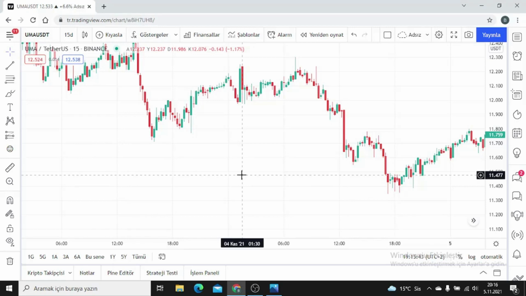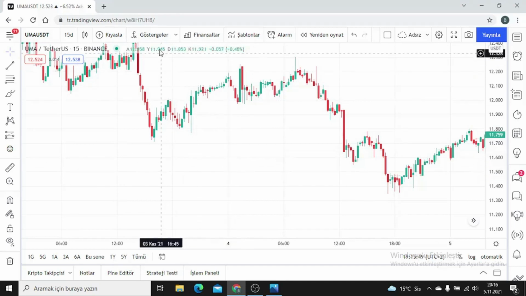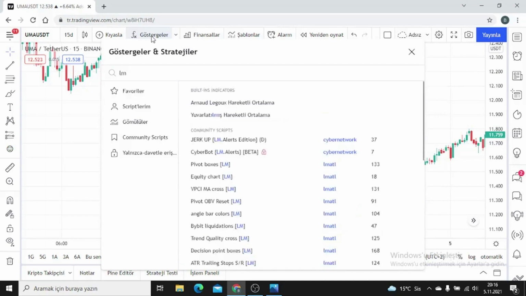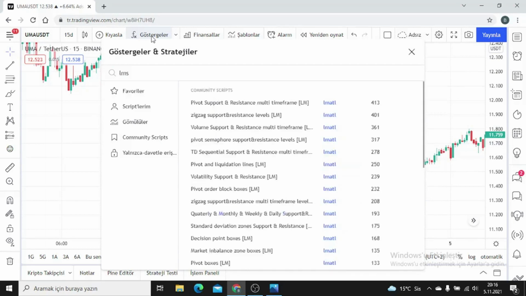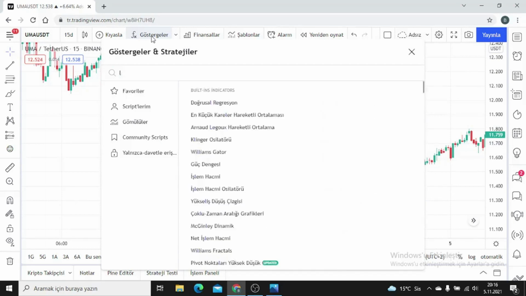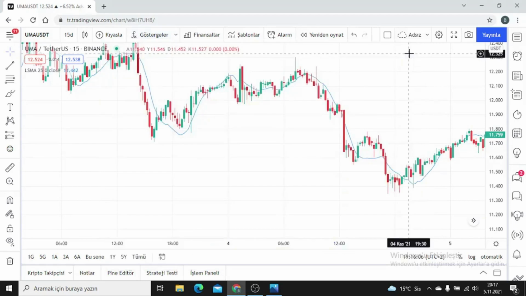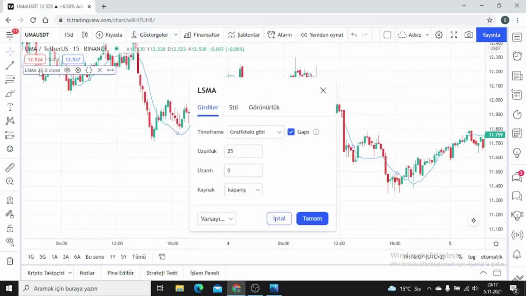First of all, we take our smallest moving average, which we call LSMA, from the indicators section. We are changing the input settings for this. We are paying attention to this, guys, when we change the input settings. We set the length to 8. But the source we will get is not the closing price, friends. We choose the lowest price, this is how we set it.